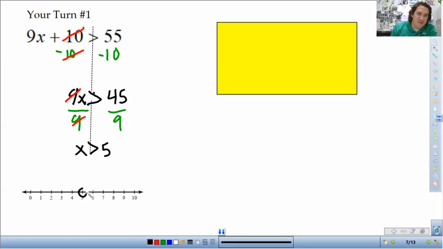Open circle at 5 since there's no line underneath the inequality, and x is greater than, so I need to shade all the values greater than 5. I did not mean for all these examples to be greater than, that's just what happened. Oh well. So there you go. Next.